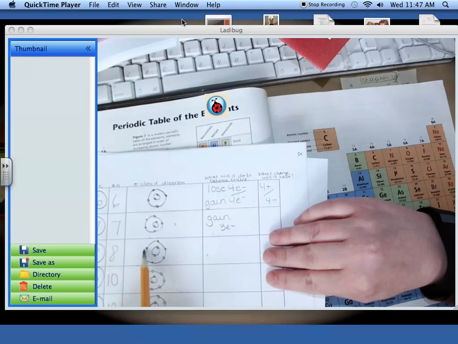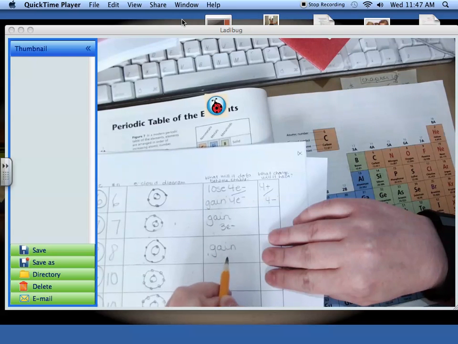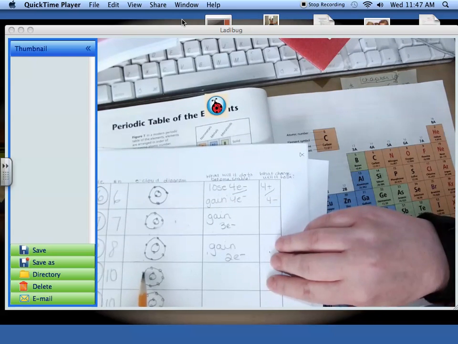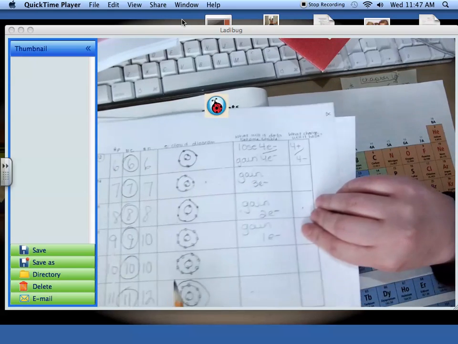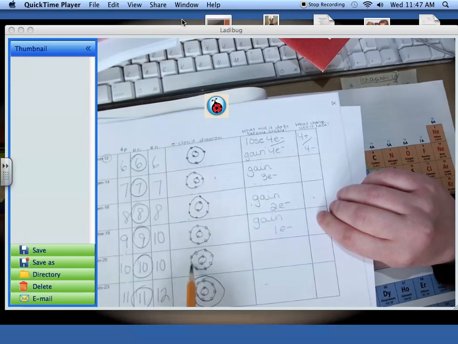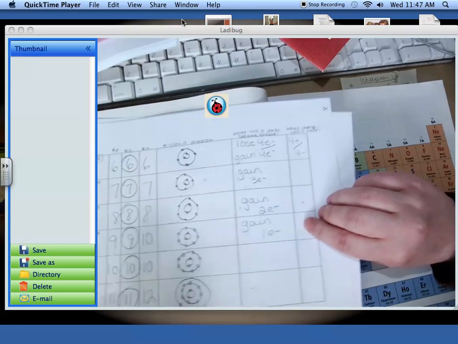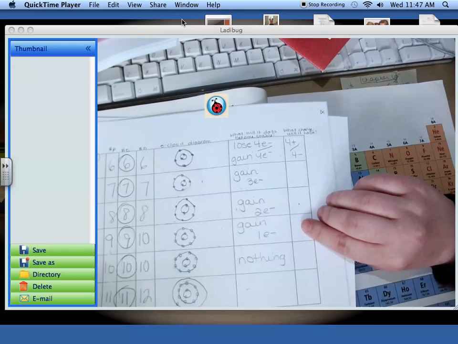Oxygen has 6 there. It needs 8 in that level. It's just easier to gain 2 electrons to get to 8. Fluorine has 1, 2, 3, 4, 5, 6, 7 electrons. It only needs 1 more. It's going to gain 1 electron. Neon has 8 electrons in the last level. That's what it needs. It's stable. It's going to do nothing to become stable because it already is stable.